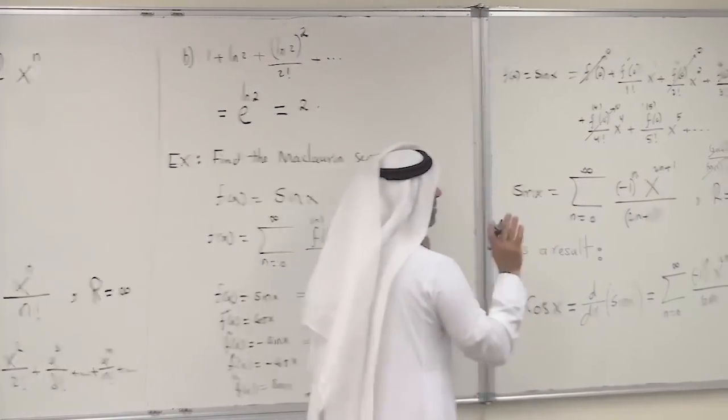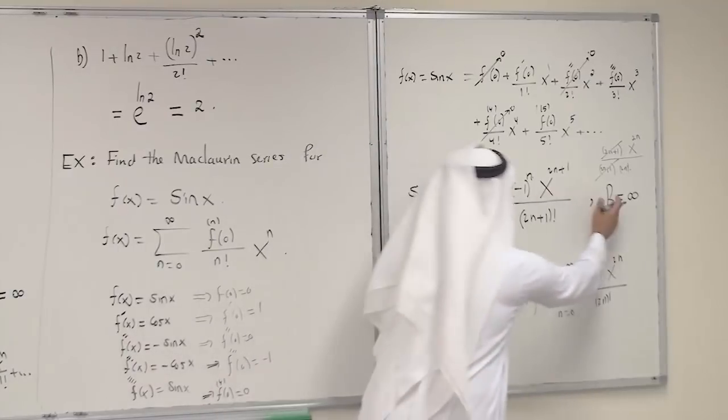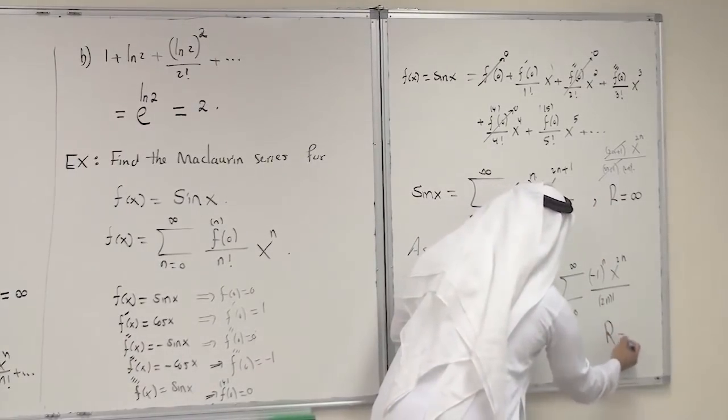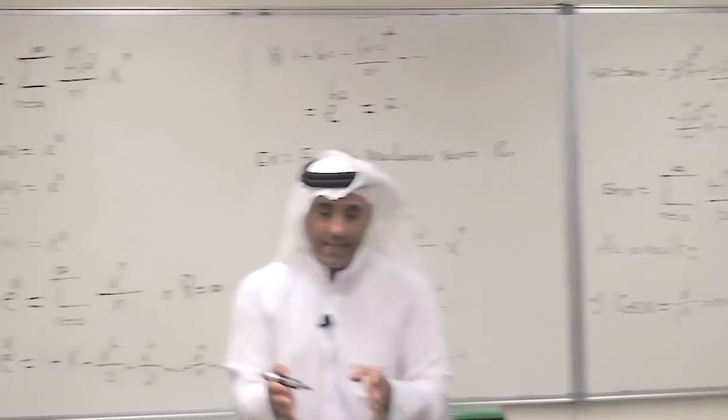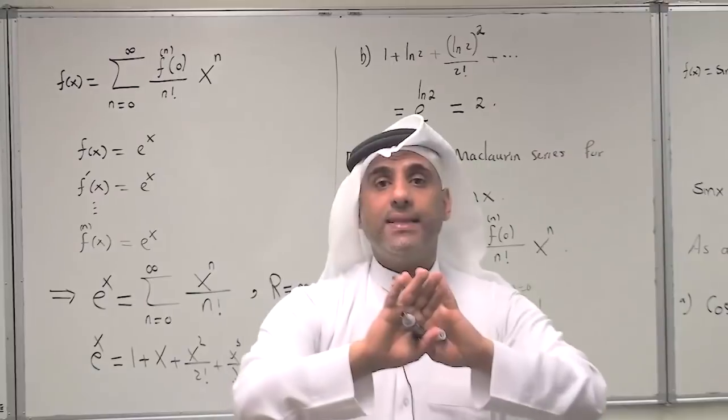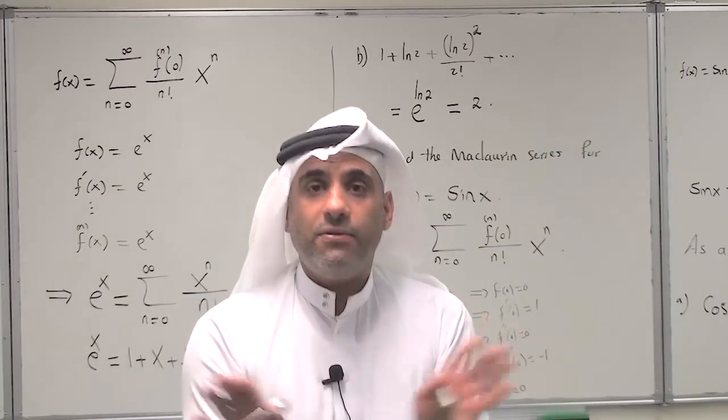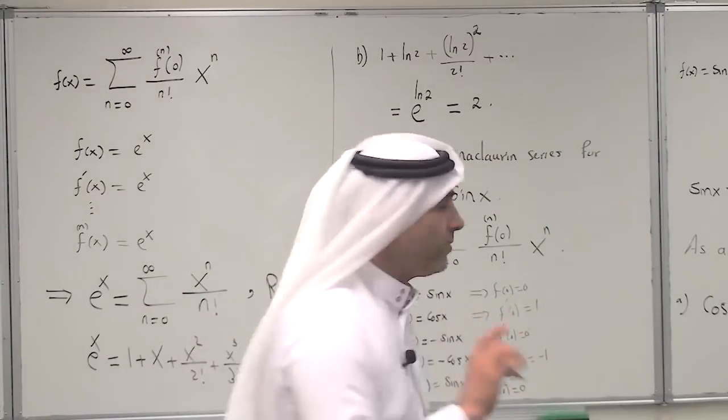And you remember that the theorem says if the radius of convergence is infinite here, also the radius of convergence will be infinite here. Differentiating or integrating a power series do not affect what? Do not affect the radius of convergence. That's one thing we can gain.